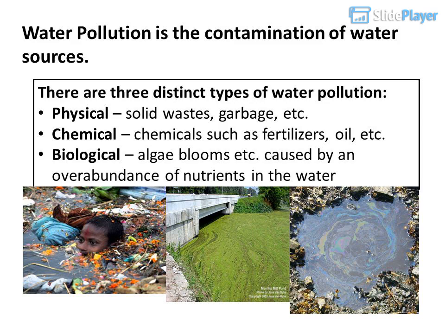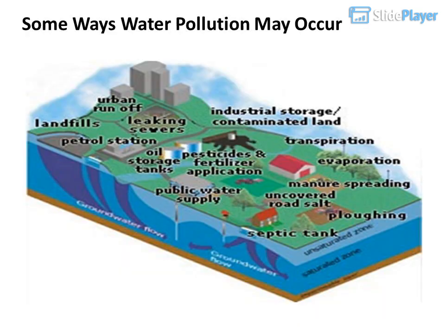Water pollution is the contamination of water sources. There are three distinct types of water pollution: physical, solid wastes, garbage, etc. Chemical, chemicals such as fertilizers, oil, etc. Biological, algae blooms etc. caused by an overabundance of nutrients in the water. Some ways water pollution may occur.